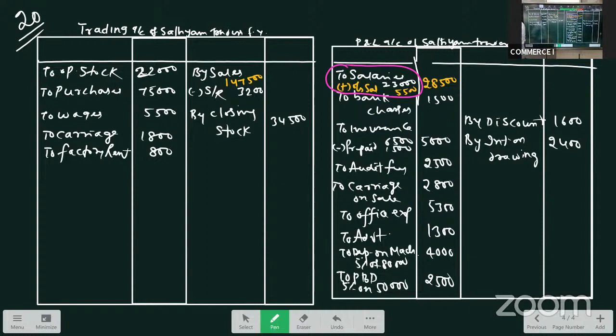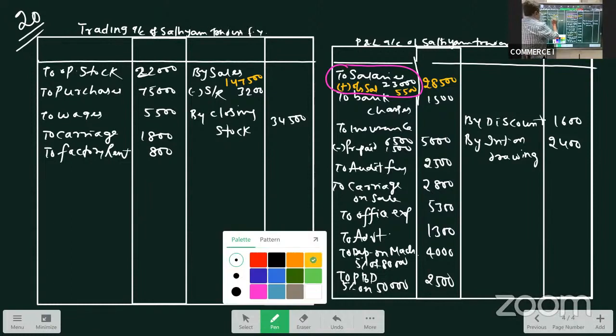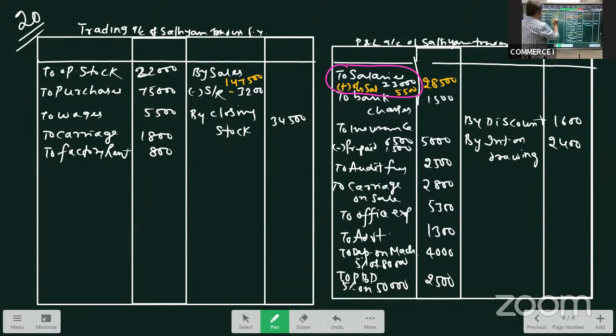Okay. So we are done with all the items given in trial balance and adjustments. Now let us close trading account and P&L account and see what we arrive at. Here we have 1,47,500 minus 3,200. It will be 1,44,300. So what is the total we get here? If I close trading account here, what is the total I'll get?